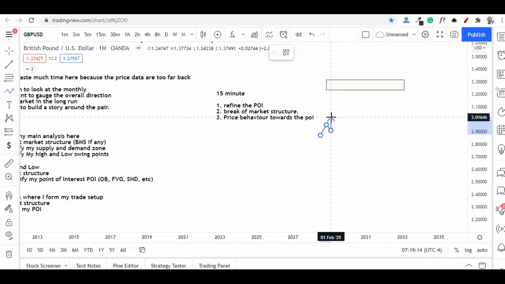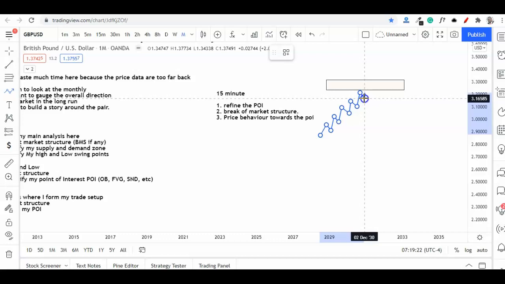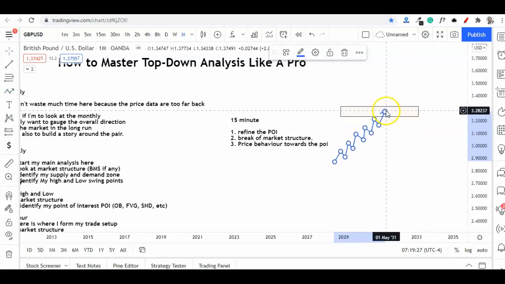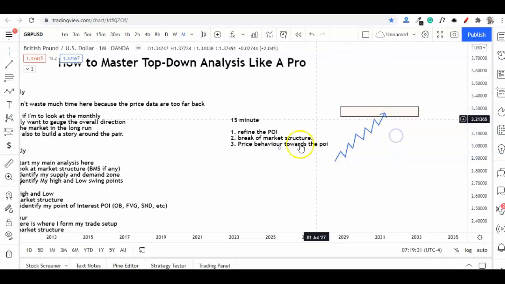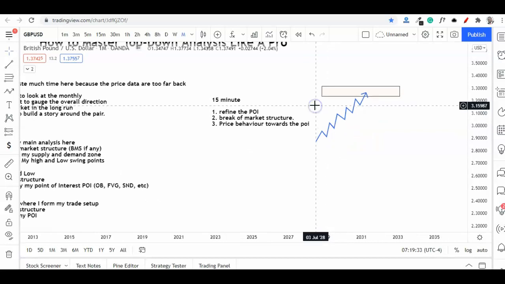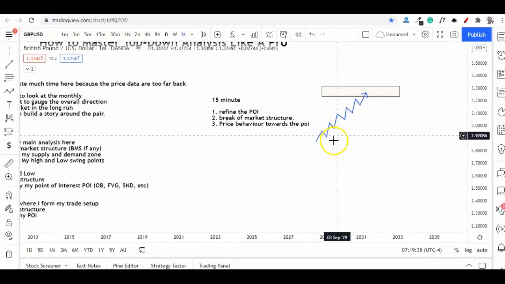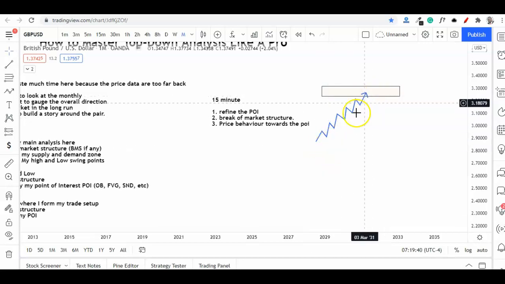I'm expecting price to do this, to slow down momentum towards that point of interest. When I see price doing this, I'll be more confident to take the trade once price gets into my point of interest. I'll be more comfortable and confident to take this trade because price is approaching there with a weak momentum. So that means building liquidity along the way.